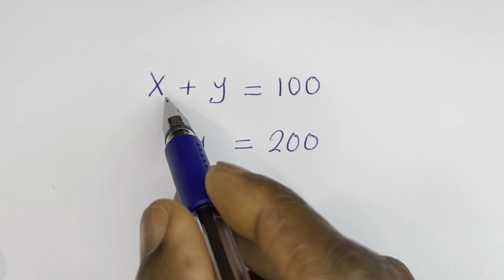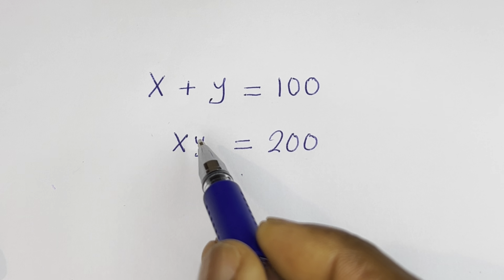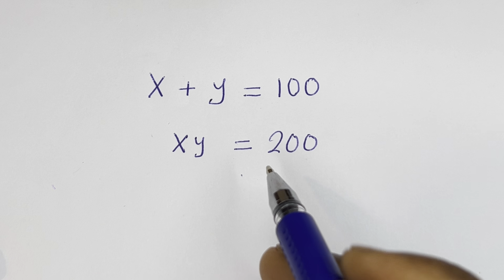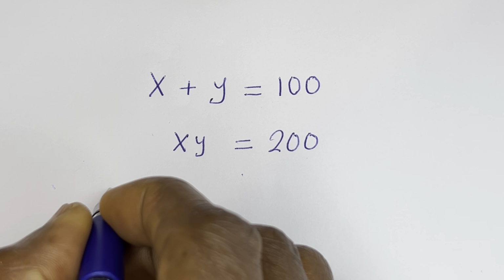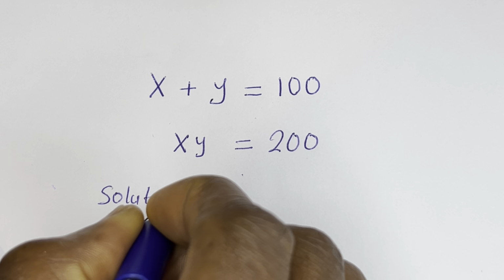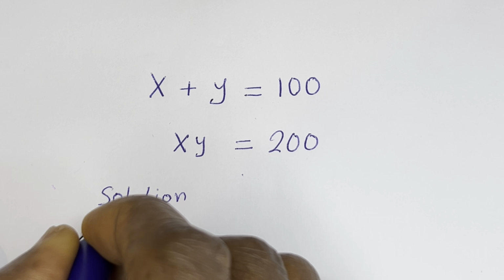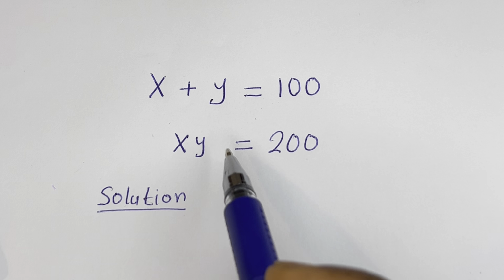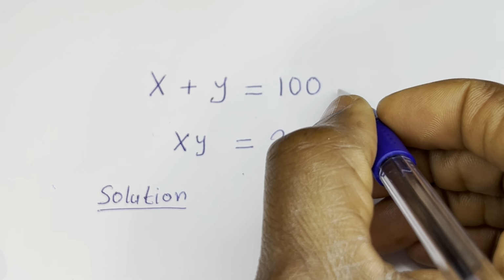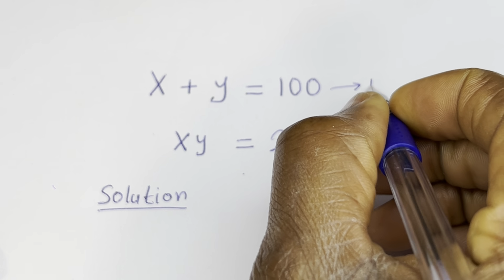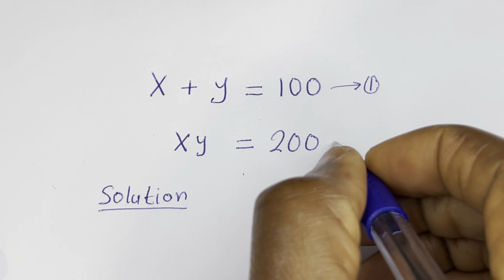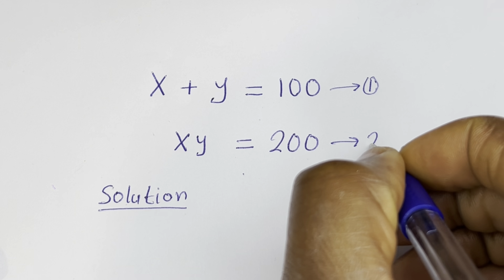Hello, how to solve for x and y in this equation? x plus y is equal to 100, xy is equal to 200. Solution. Then here we have x plus y is equal to 100. Let's call this equation 1. Then here xy is equal to 200. Let's call this equation 2.